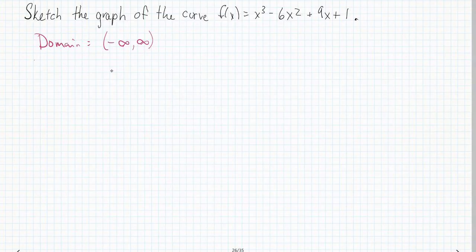Then for the other portions, you can find the intercepts, you can find the limits. I can do the y-intercept pretty easily. So for the y-intercept, notice f of 0 would equal 0 cubed minus 6 times 0 squared plus 9 times 0 plus 1. And so that whole thing equals 1.